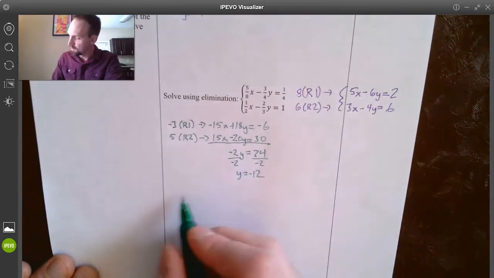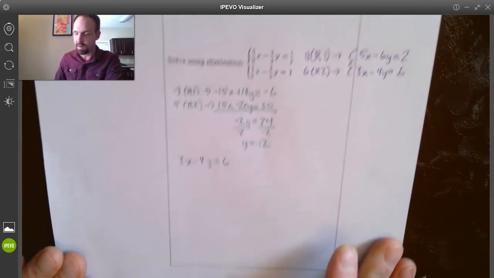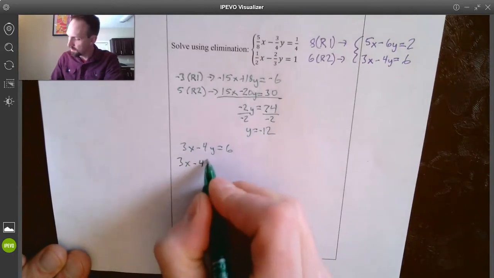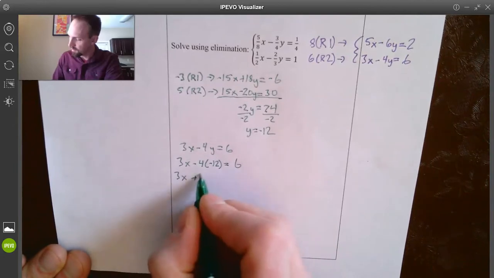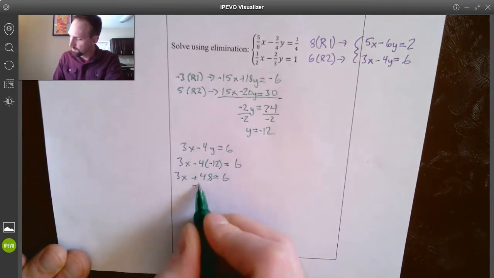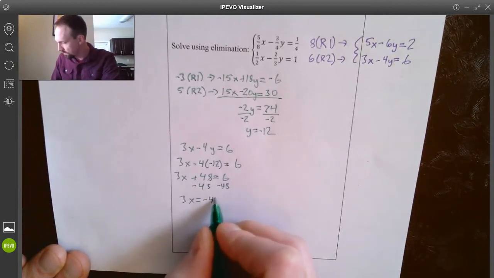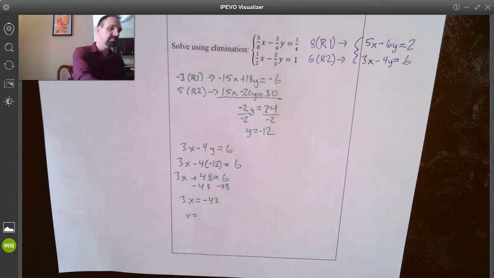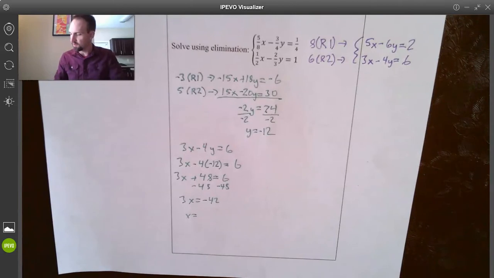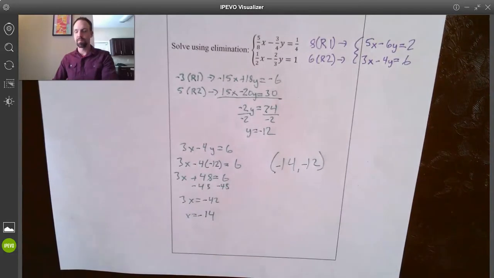So that's going to give me 3x minus 4y equals 6. I'm going to plug in negative 12 there. 3x minus 4 times negative 12 equals 6. So I have 3x plus 48 equals 6, minus 48 on both sides. 3x equals negative 42. And I get x equals 42 divided by negative 14, negative 14. So then I have negative 14 comma negative 12. All right.